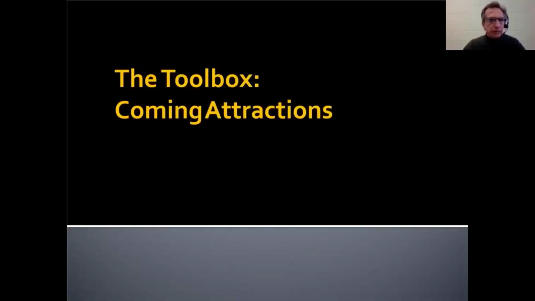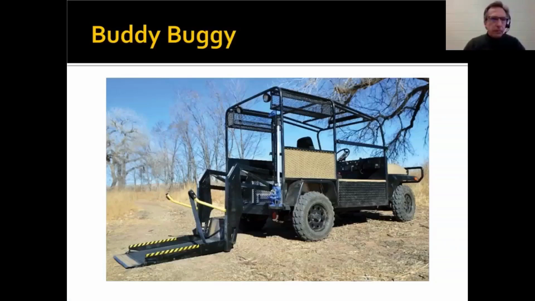Then, as we close today, we're just a little bit over, but it'll only take another minute. Some coming attractions. This is called the Buggy, and it is a wheelchair accessible utility vehicle. You can lower the lift in the back and roll right up into the Buggy. They make a single version for one person and a double. This is a double, I believe. So that should be available in the next few weeks on the toolbox.